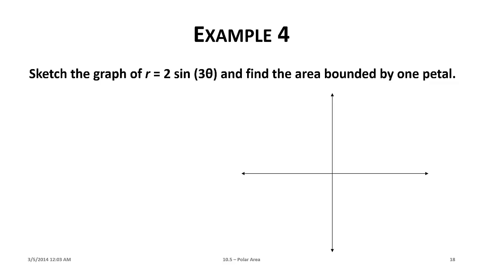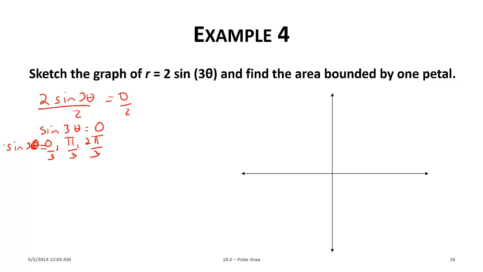In order to do so, set 2 sine 3 theta equal to 0, divide by 2, so sine 3 theta equals 0. Where in the unit circle does sine equal 0? It's going to exist at 0, pi, 2 pi, and so on and so forth. But the equation is sine of 3 theta, so 3 theta. From there, we divide both sides by 3, and so on and so forth. So you get your answer.